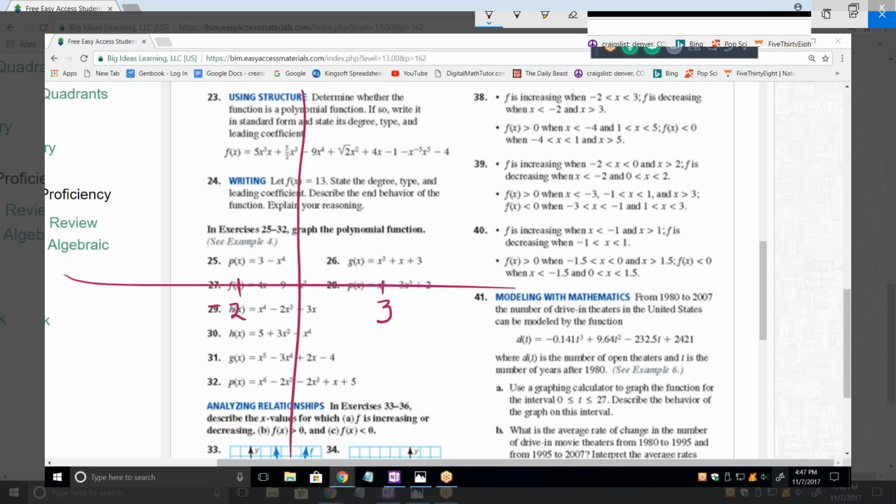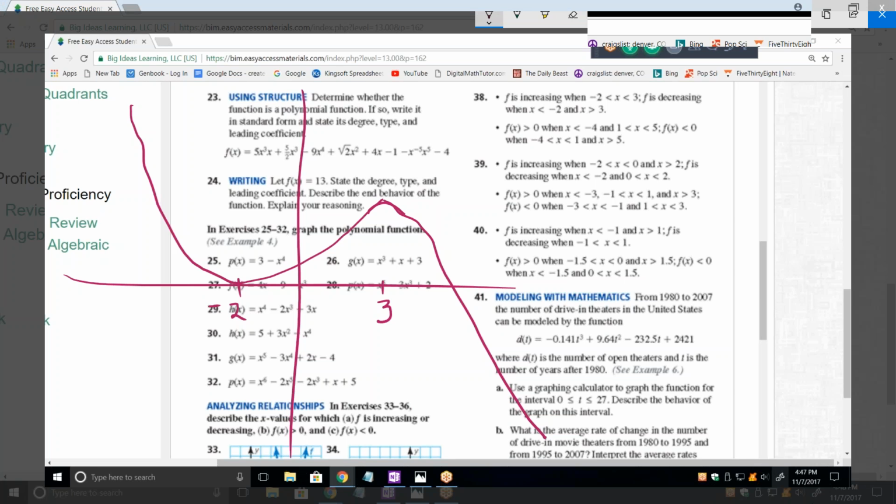So it's increasing on this interval, but decreasing there and there. So it's that kind of a function. What degree is that? 3. Correct. The only thing I don't know is where it goes vertically.